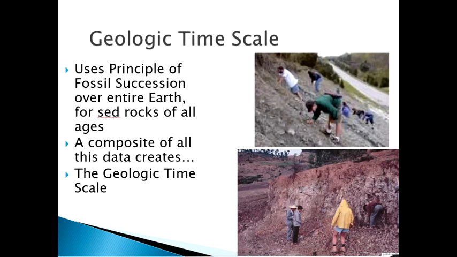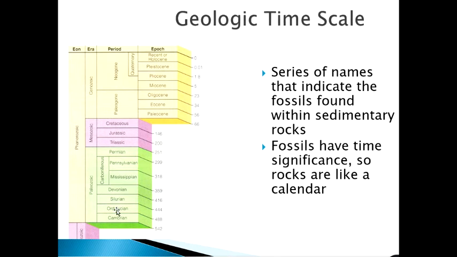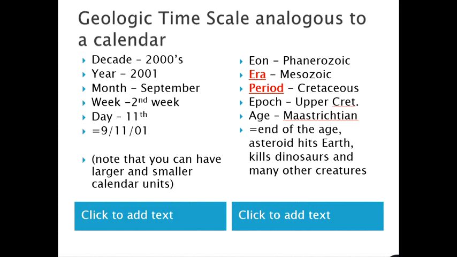Collectively, if we do this over and over and over again, we create this wonderful composite that we call the geologic time scale, which is geology's calendar. And it's going to look something like this. It's a series of names that indicate the fossils that we find within it. And since fossils have a time significance, it's like a calendar. Now this is analogous to a calendar in a couple ways.